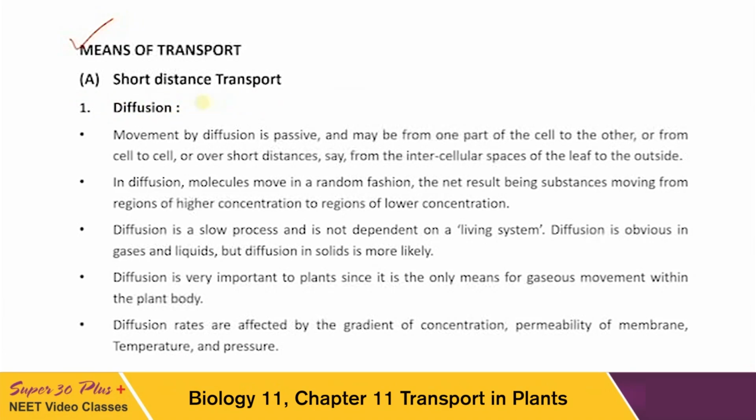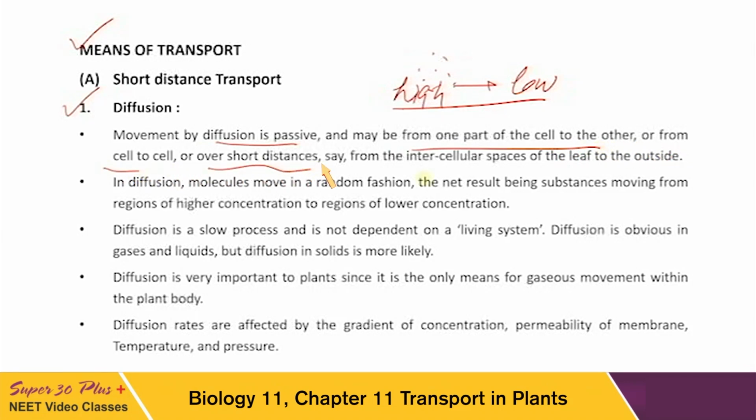That is transport from cell to cell like this. It may be of 3 types. One is by diffusion. You know what diffusion means: substances diffuse from a region of high concentration to a region of low concentration. It is passive. It may be from one part of a cell to another, from cell to cell over a short distance, and from the intercellular space of leaves to the outside.